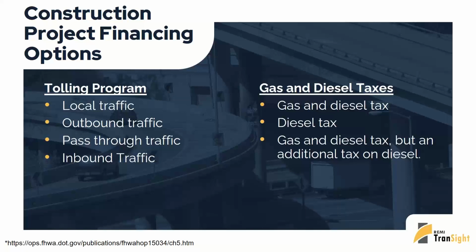And then regarding gas and diesel taxes, 3 scenarios for gas and diesel taxing were analyzed, all of which reflect a $12.5 million increase in fuel tax from the years of 2017 to 2025. So there was a gas and diesel tax, just a diesel tax, and then a gas and diesel tax, but with an additional tax on diesel. And REMI modeled this by increasing the policy variable of consumer price on motor vehicle fuels, lubricants, and fluids.